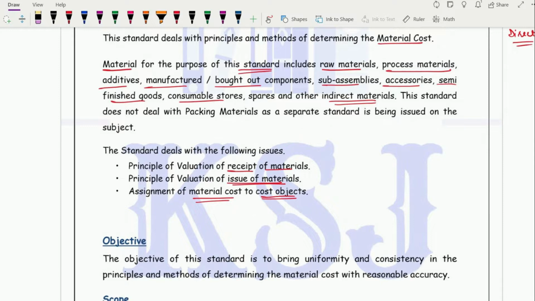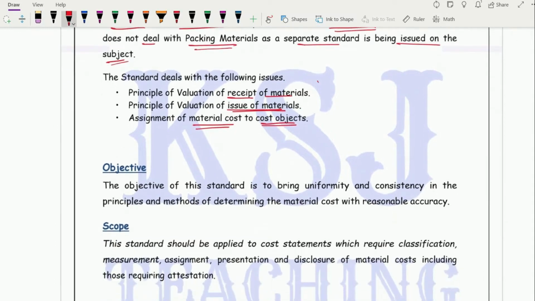And here he said this standard does not deal with the packing material, as a separate standard is being issued on the subject. So when they are talking about CAS 6, they are not talking about the packing material, because there is a separate cost accounting standard on packing material, right? In that standard we will discuss the primary packing material and the secondary packing material, and what is the treatment, how it should be shown in the cost statement, because there is a separate one there, right? So these are the three issues that CAS 6 helps in solving.